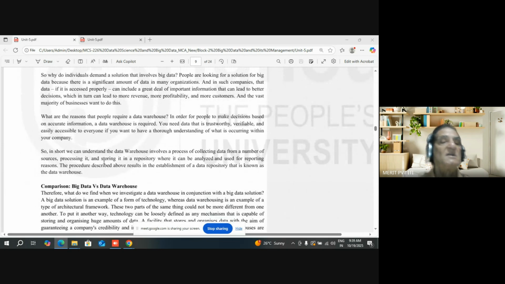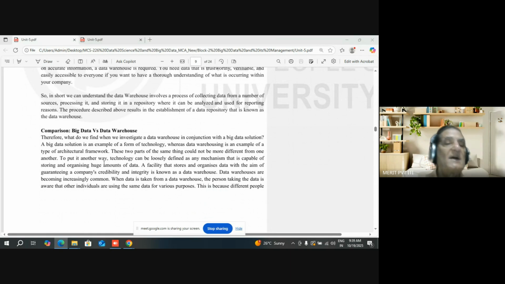People require a data warehouse in order to make decisions based on accurate information. So in short, a data warehouse involves the process of collecting data from a number of sources, processing it, and storing it in a repository where it can be analyzed and used for reporting. The procedure described here results in a data repository that is known as a data warehouse. Now the comparison with big data.